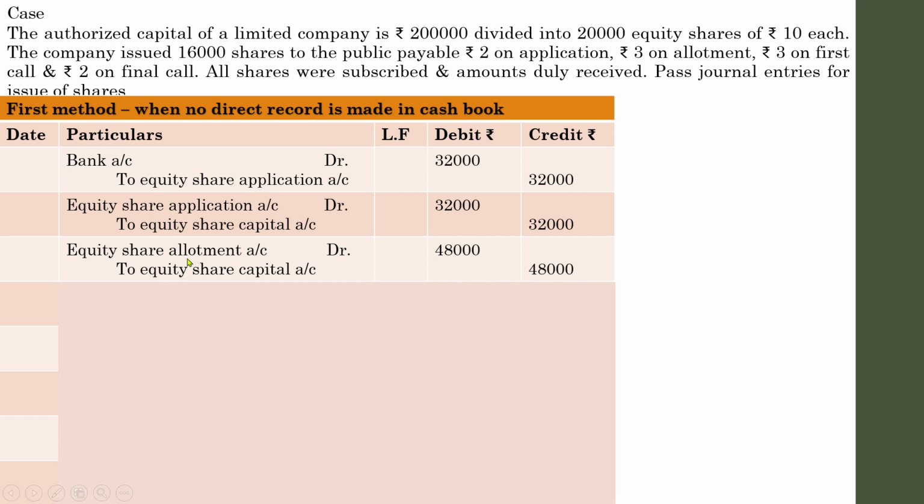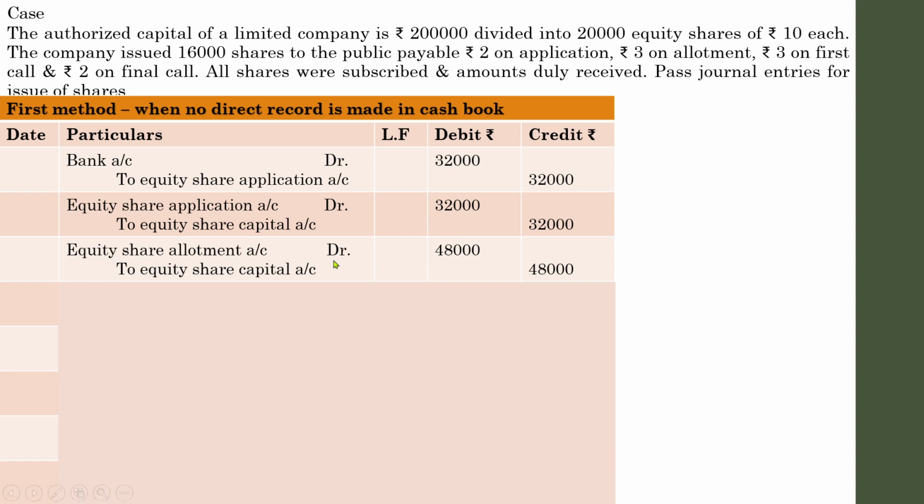So what is the narration with regard to equity share allotment account to equity share capital? Being the allotment money due on 16,000 shares at rupees 3 per share as per the resolution of the board of directors. It is a common narration, just go through it and write it down in all the questions. Whatever the case may be, you will be writing the same narration again and again. So it's not a big deal writing a narration with regard to each entry. So try to write down the narration. So we have written the due entry.